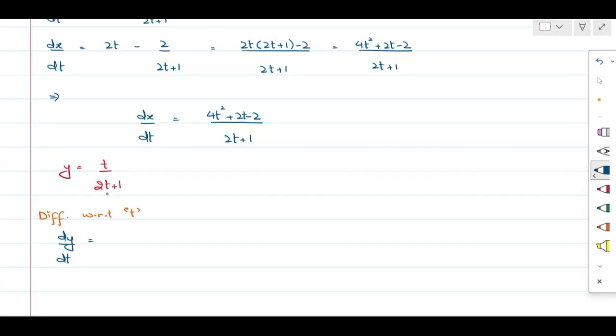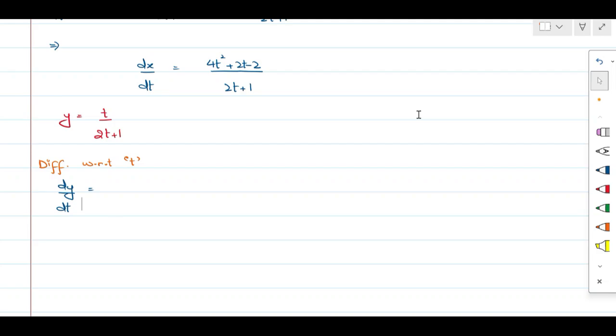Okay, now here you can see the numerator function is t, and the denominator is a function of t. So we have to apply the quotient rule over here. The denominator function is as it is, times the derivative of the numerator function t, whose derivative with respect to t is 1, minus the numerator function times the derivative of the denominator function 2t plus 1, whose derivative is just 2, divided by the denominator function square.